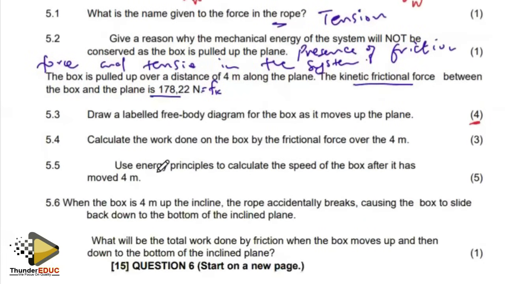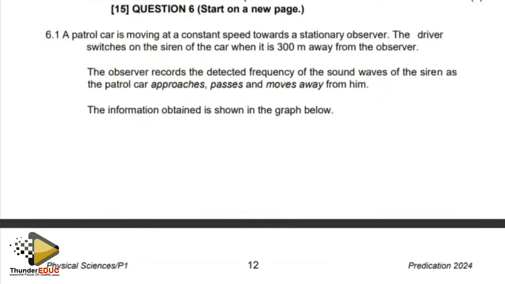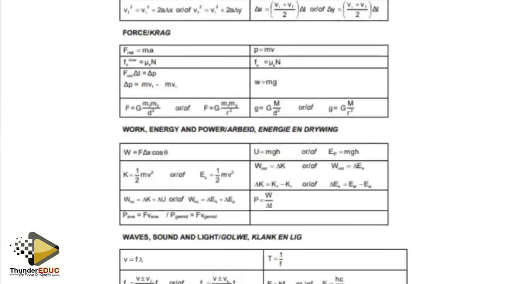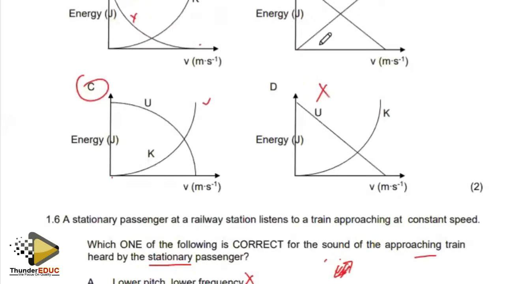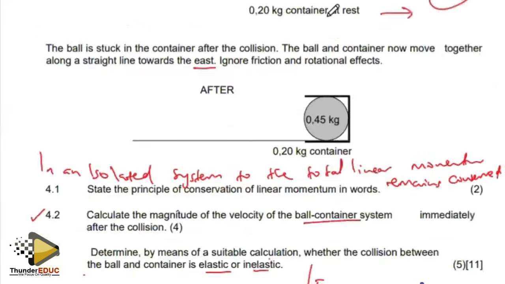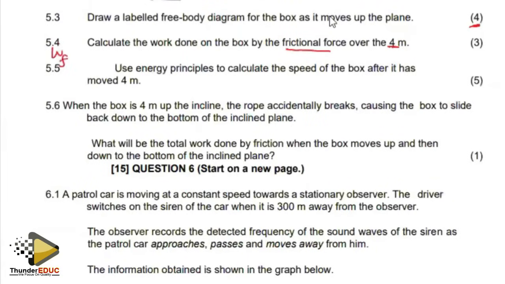Okay. Then 5.4, they want us to calculate the work done on the box by the frictional force over the 4 meters. So from our formula page, we know the formula for work done. It should be here. So this formula here is what I'm going to use. So we're going to have W, work done by the frictional force, I'll just call it WF, is equal to F multiplied by the delta X and then the cos of theta. So my frictional force is 178.22 multiplied by the displacement, which is 4 meters.